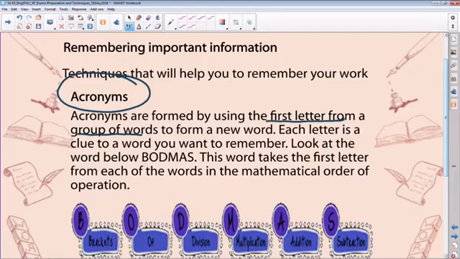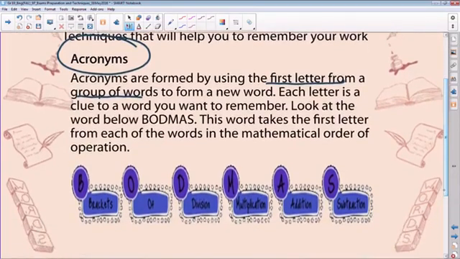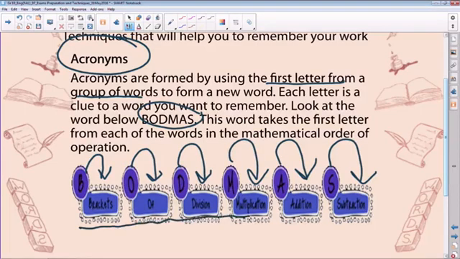So if we look, for instance, and this you have in maths, we've got the word BODMAS. So we've got B for brackets, O for of, D for division, M for multiplication, A for addition, and S for subtraction. So instead of you having to learn all of these terms, you condense them into another word, and that helps with remembering.